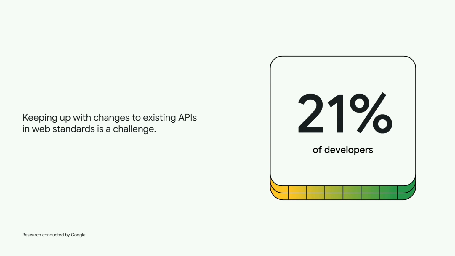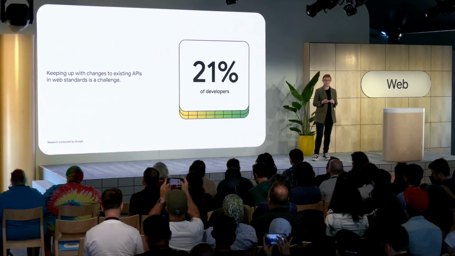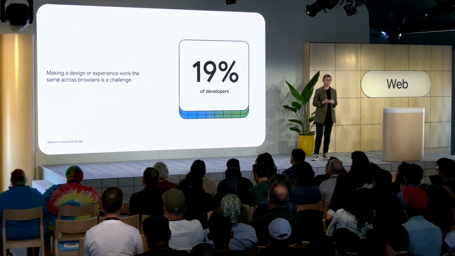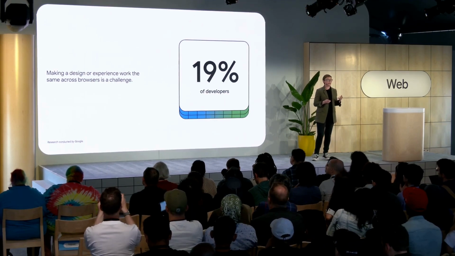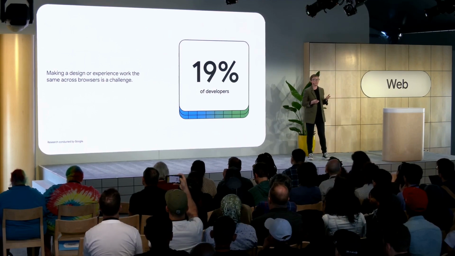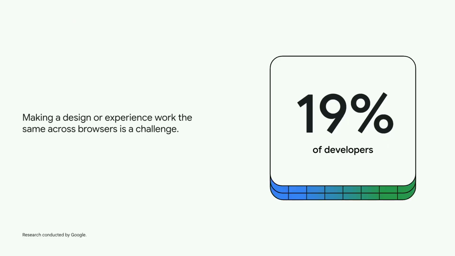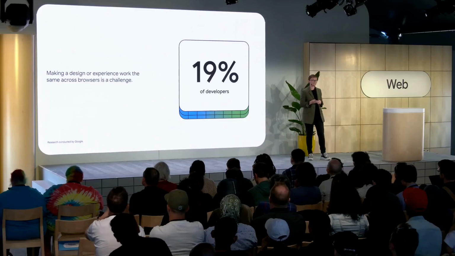So when we add a new feature to an existing API, how do you know that's happened, and how do you find out about that change or whether it's ready to use? And then another top challenge, and I think something which has been a challenge ever since I started working on the web back in 1997, is how do you make a design or an experience work the same across browsers? Now, the thing about these challenges is they come up every time we run these surveys. They're always at the top of the list for web developers.